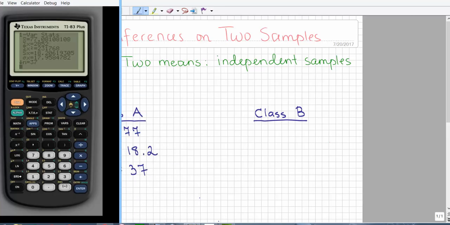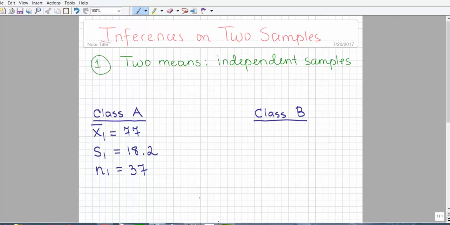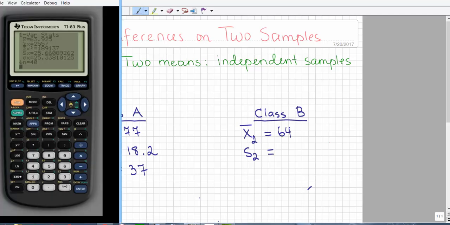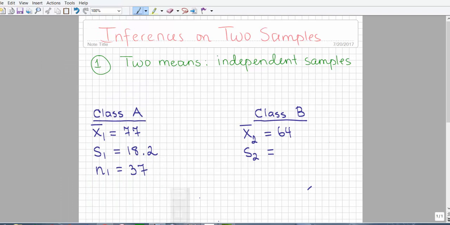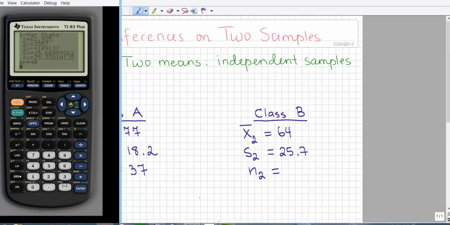Let's go ahead and do the same thing for my other class. One variable statistics, L2. What did I get here? Sample mean is, let's go ahead and call it 64. 64 for the sample mean. Sample standard deviation is 25.7. And how big was this class? That was a class of 40 students.